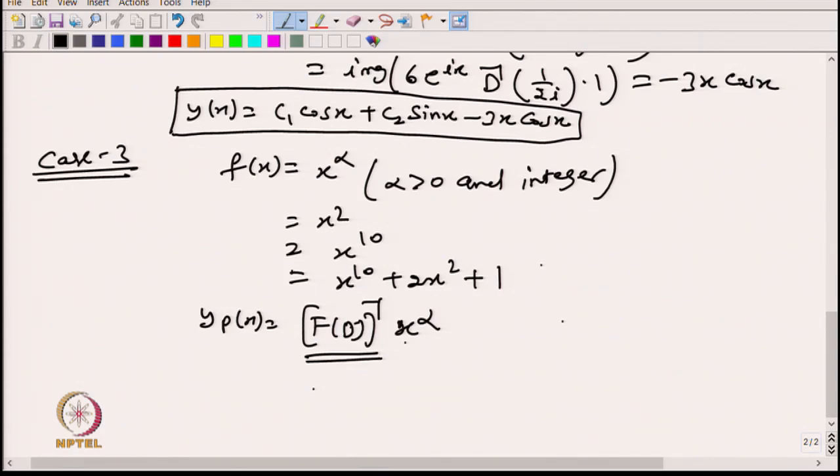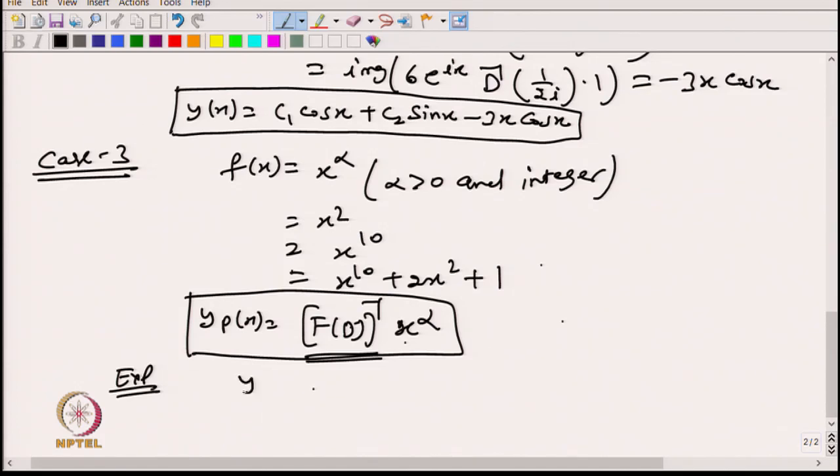So, how can we solve this type of solution when we have y_p(x)? Let us do one example, and based on that example we can show how this type of function on the right hand side can be solved. So, let us solve this example. Let us take y double dash plus 16y is equal to 64 x square.